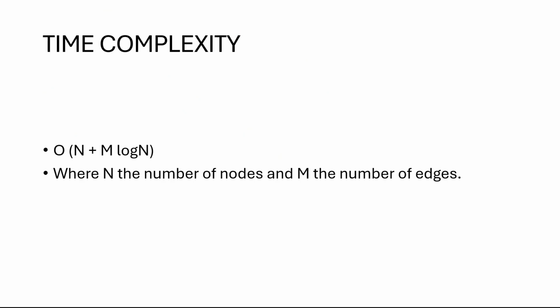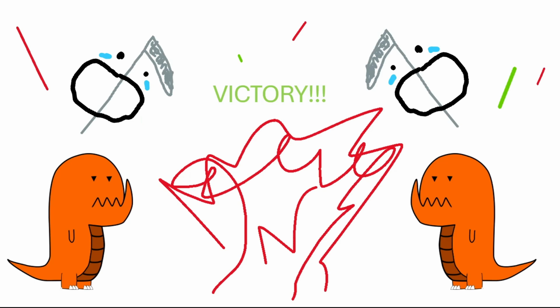The time complexity of Dijkstra's algorithm is O of (n plus m) log n, where n is the number of nodes in the graph and m is the number of edges. As you would expect, this log n comes from our sorted array implementation that we took for granted. With that, you have successfully navigated Dijkstra's algorithm.